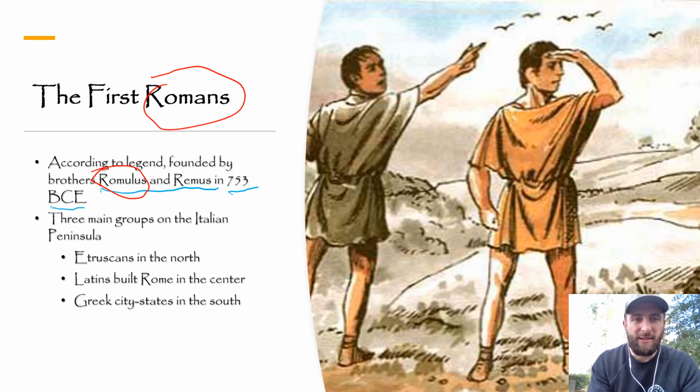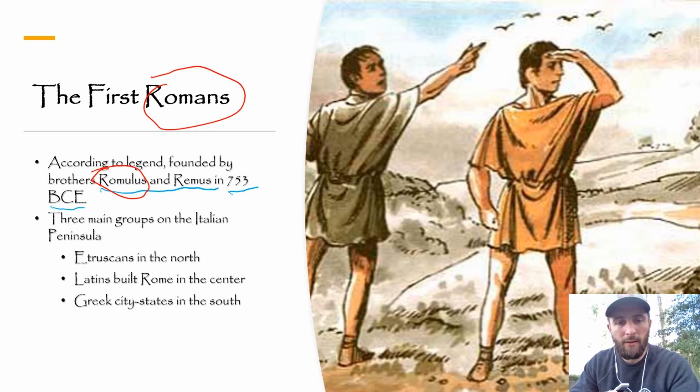Now, the city of Rome. Sorry, you guys are hearing a few sirens around me. But the city of Rome was on the Italian peninsula, and the Italian peninsula had three main cultural groups on it. In the north, you had the Etruscans. The city itself was built by the Latins, which, by the way, is where we get the language of Latin from, and all of its derivative languages like Spanish, French, Portuguese. That's also why we call Spanish-speaking people Latinos.